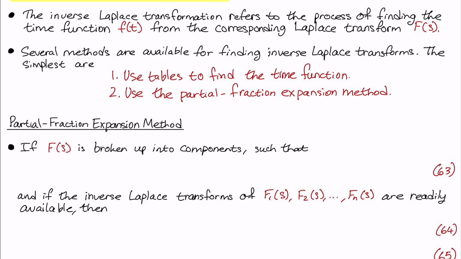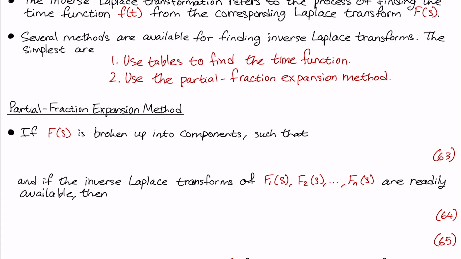So if we're given some Laplace transform F(s), our goal is to break it up into components such that finding the inverse Laplace transform of those components is easier than finding the inverse Laplace transform of the original F(s). So for now, we'll assume that we have broken up our Laplace transform, and so we'll have F(s) equal to some linear combination of components, F1(s) plus F2(s) plus up to Fn(s), for some finite value of n.